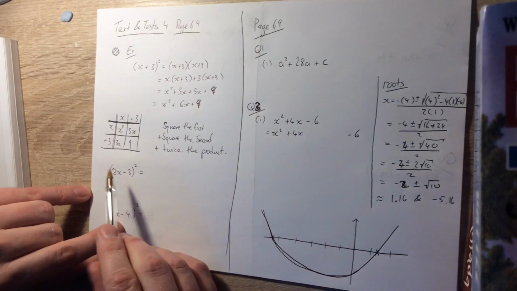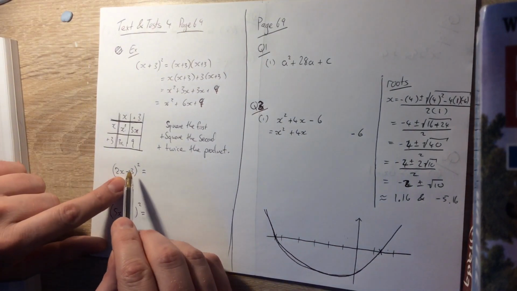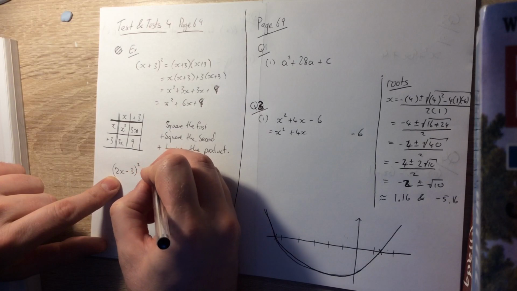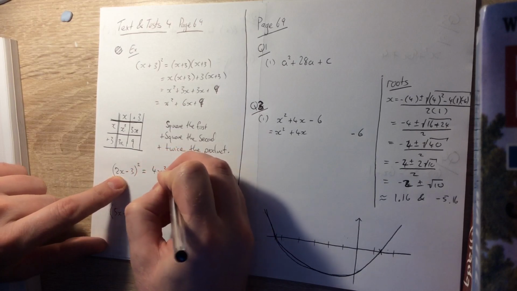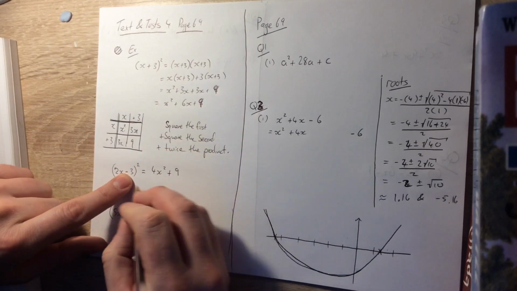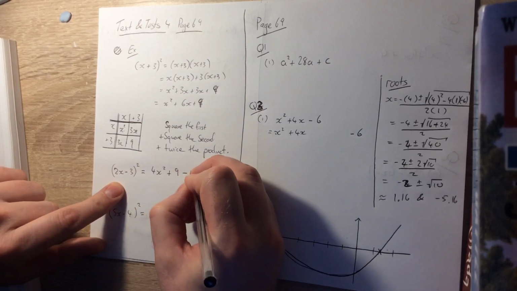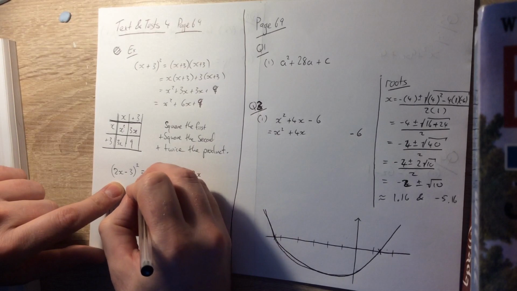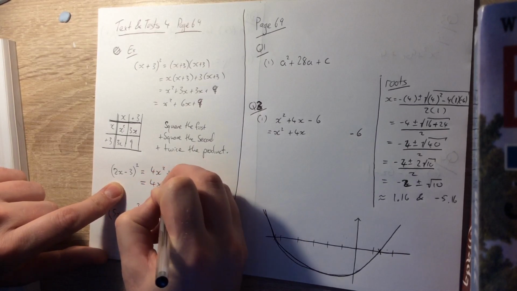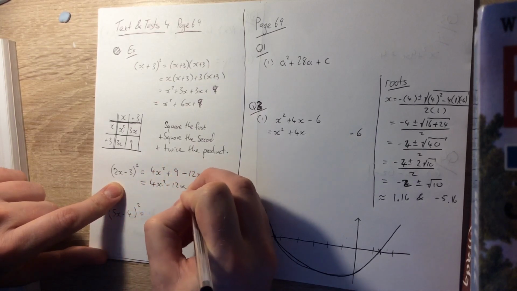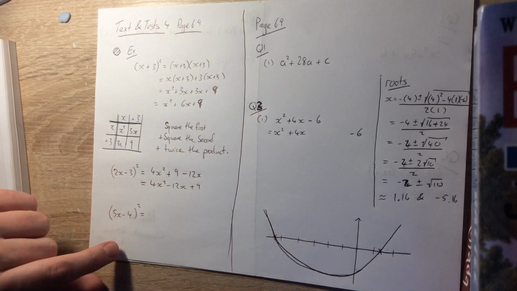So I'm just going to do this one here. (2x - 3) squared. Well, square the first, you're going to get yourself 4x squared. Square the second, it's going to be plus 9. And twice the product here is minus 6x multiplied by 2, which is minus 12x. More traditionally, you'll write it in that order, but it's the same thing.